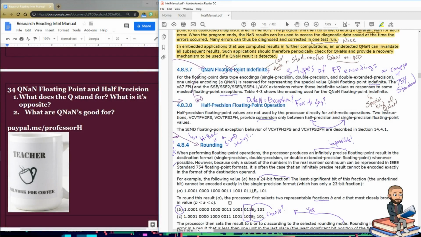The objective here is to describe what the Intel manual says about QNaN floating point indefinites, and we're going to go into the half precision floating point operations section. We're on page 103 here.